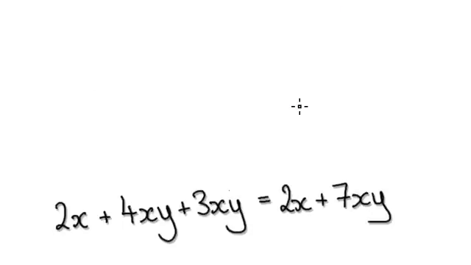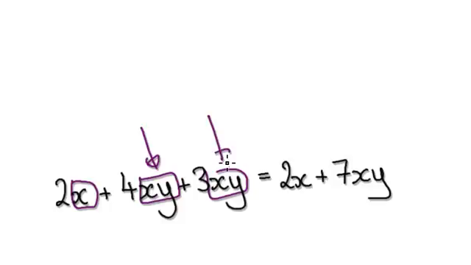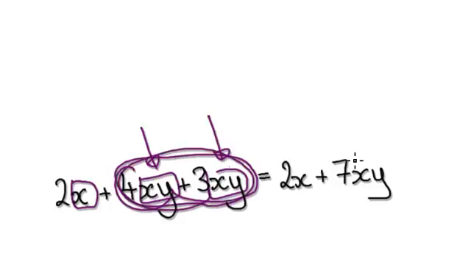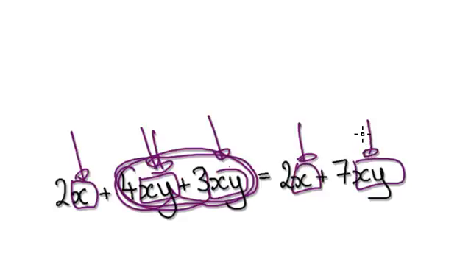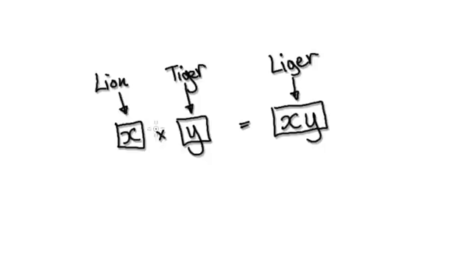So if you have something like this, if you have two lions and then you've got 4 ligers plus 3 ligers, well, liger, so you can actually merge these two together to give you 7 ligers. But because the liger is different from a lion, don't go merging the x with the xy. So consider telling them this: when you multiply two things, the two will merge together to create something new.